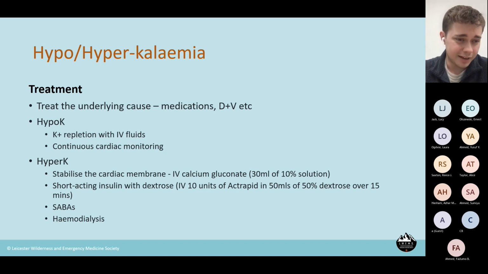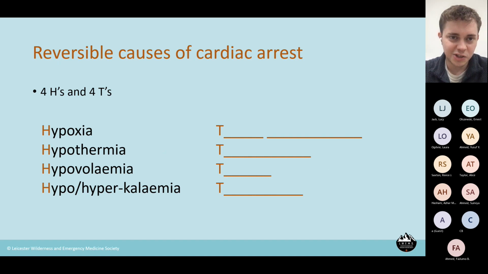You can also consider giving inhaled SABAs like salbutamol as an adjunct, because they also help drive potassium into cells, but that's an unlicensed use, so it's not used very commonly. Or you can do hemodialysis as a definitive treatment to filter out the potassium in the blood. So that's all the H's of cardiac arrest. So we're about halfway.